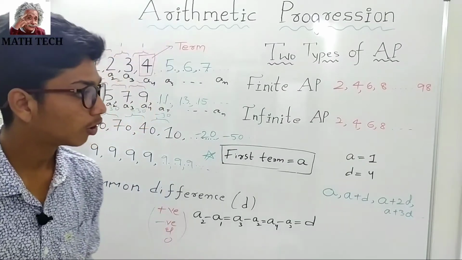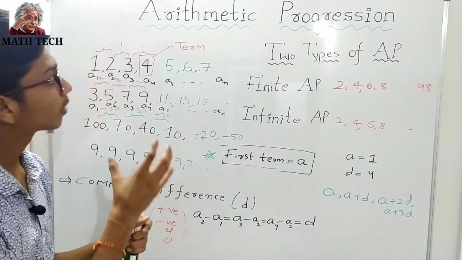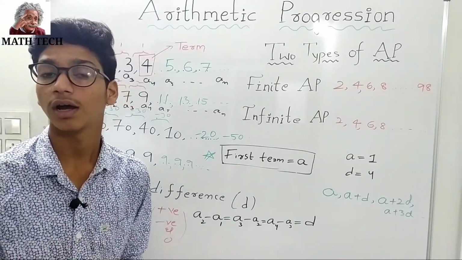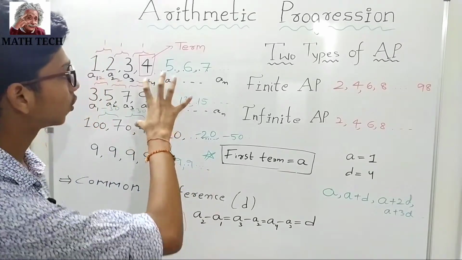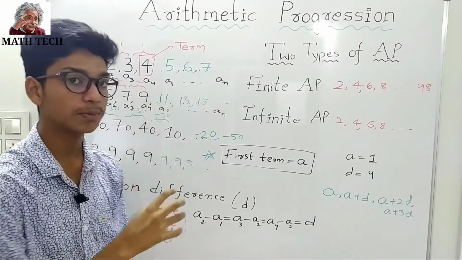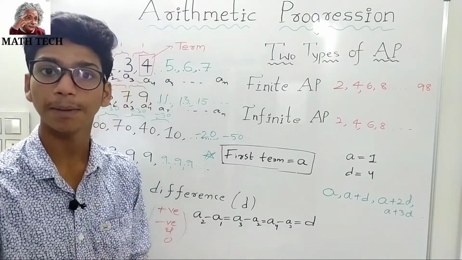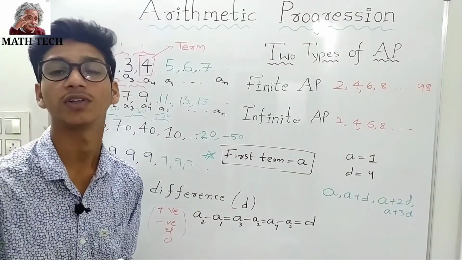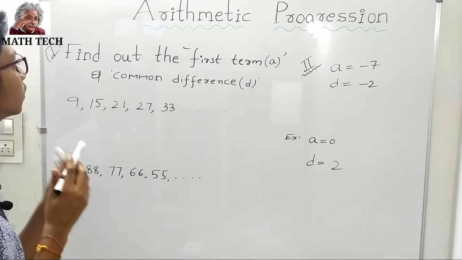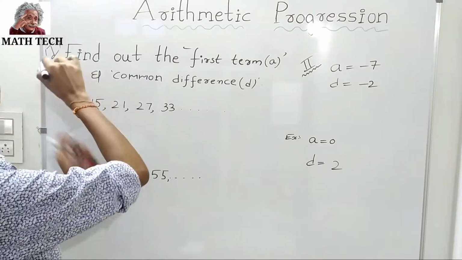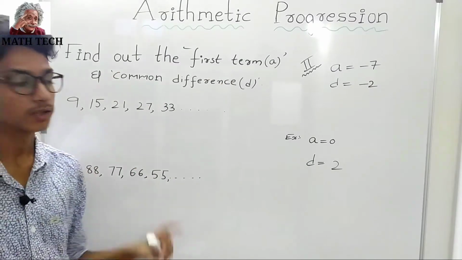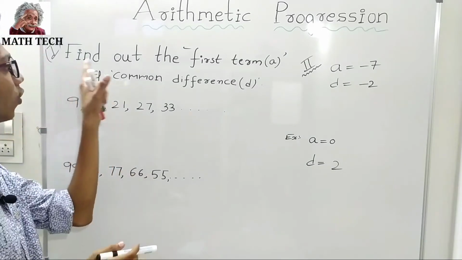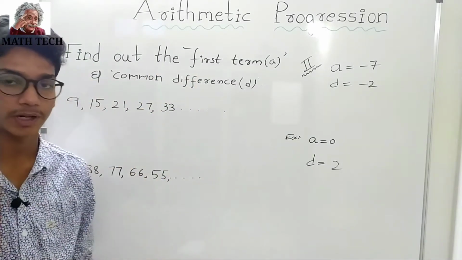Now it's time to apply the concept which we have learnt. That is, it's time to solve the examples based on this concept, and then after solving the examples, let's find out the nth term of the arithmetic progression. So keep watching. Here we can see example 1, where we have 2 bits to solve. The first thing is to find out the first term and common difference of the given arithmetic progression.